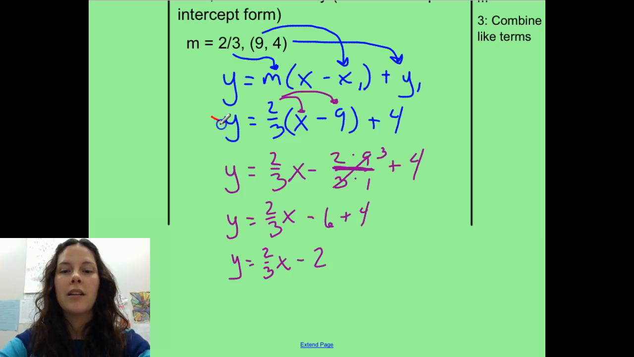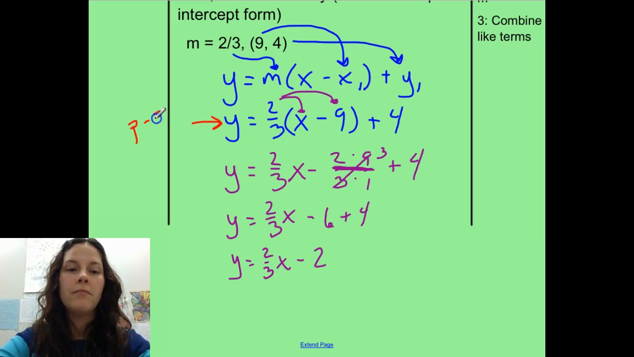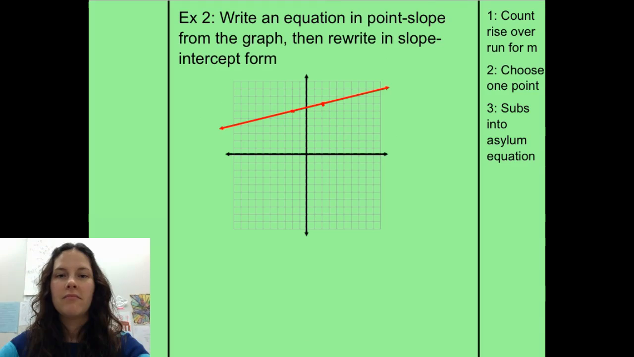So again, as a reminder, this equation right here was in point-slope form. And the way that we solved for it down here was in slope-intercept form. We're going to do the same thing, but this time we're looking at our equation on a graph. So we need to determine what the slope is. Remember, slope on a graph is rise over run.